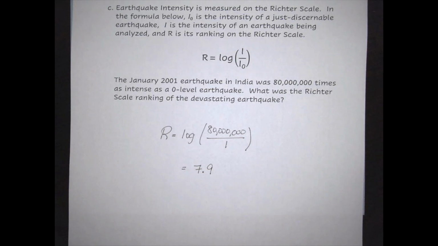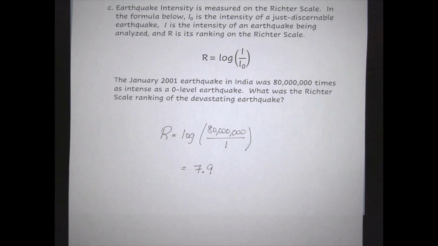One of the things you could notice is that the intensity, whereas it was so much higher than a zero-level earthquake, has a Richter scale number of only 7.9, which we know is a pretty bad earthquake, but not as bad as we have seen. So that intensity level really does play a huge part, and you can see that those numbers get huge very quickly.